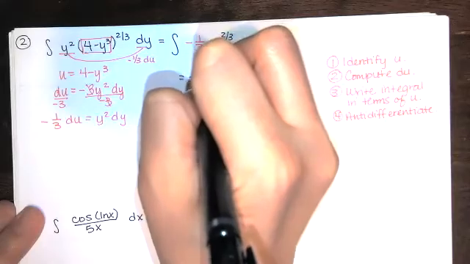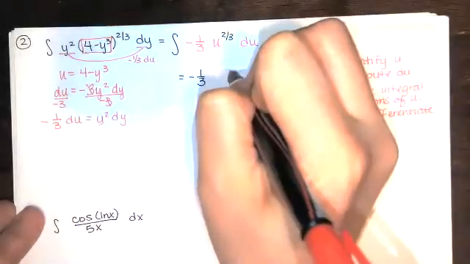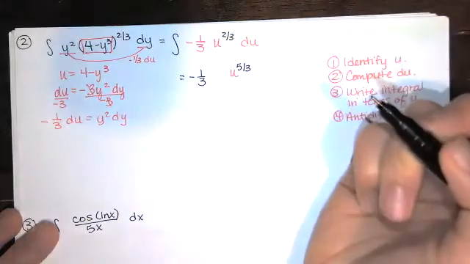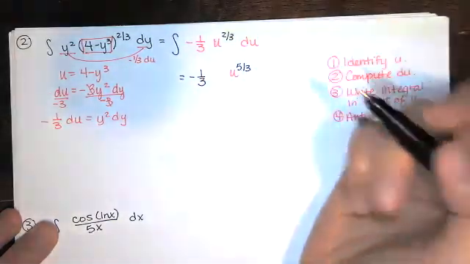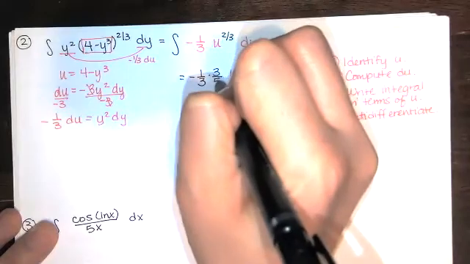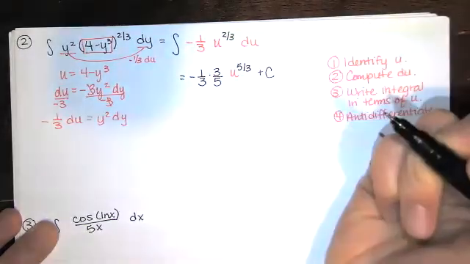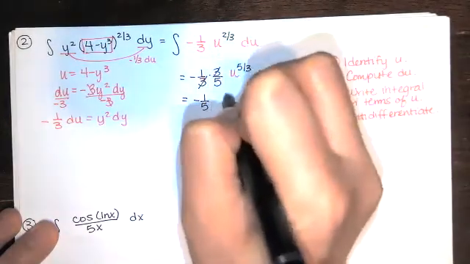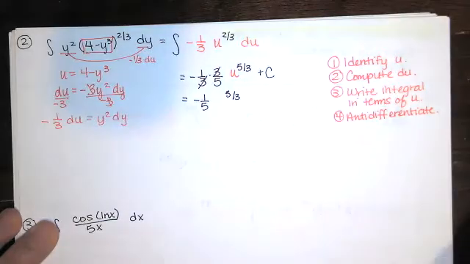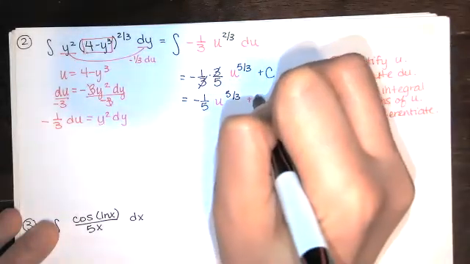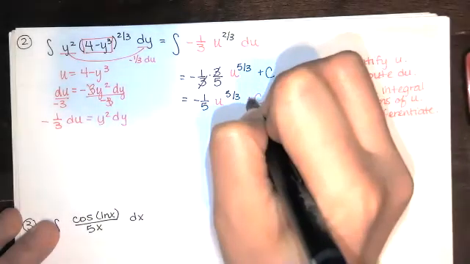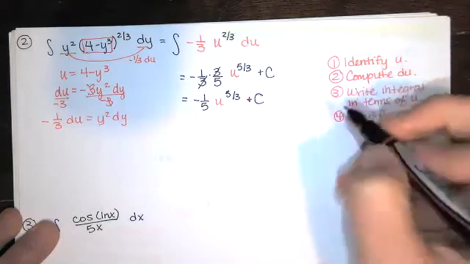So I bring my constant down. It's the power rule, so I add 1 to the exponent. 2/3 plus 1 is 5/3. And then we divide by the new exponent. Dividing by 5/3 is multiplying by the reciprocal, 3/5. Don't forget to add c. And we get negative 1/5 u to the 5/3 plus c. And then the last thing we need to do is back substitute.